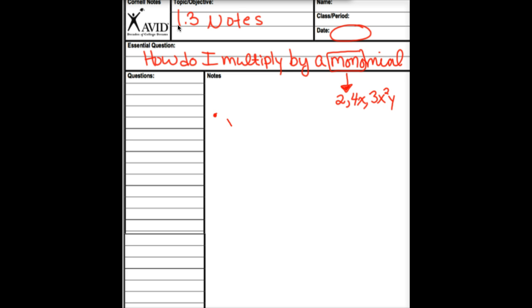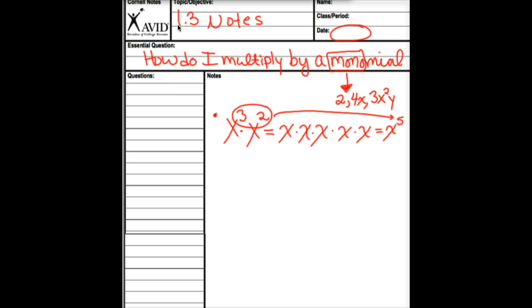We've got to remember that when we multiply, we don't multiply the exponents. If I were to write this out, I have 3 x's for x to the third, and I have 2 x's for x squared. And you'll notice that when I list them all out, I end up with 5 x's. So when we multiply, we need to remember that we actually add the exponents, because there's going to be lots of multiplication.